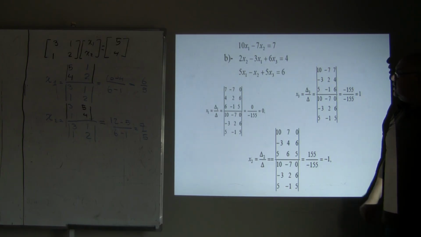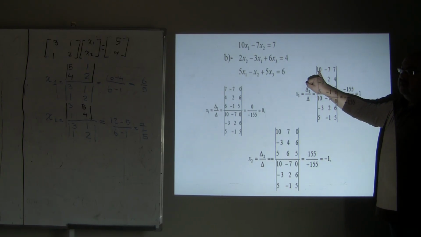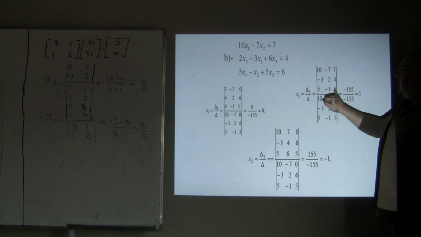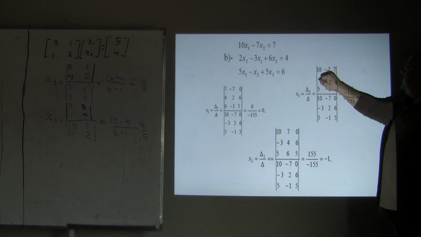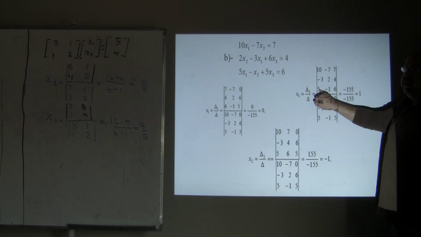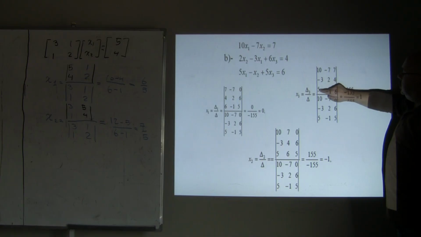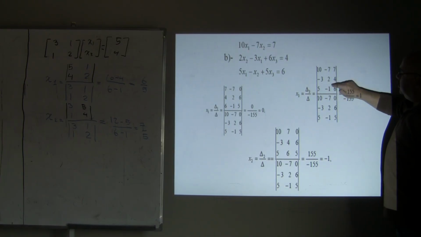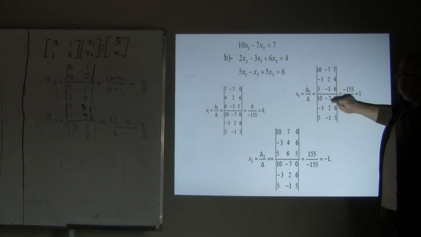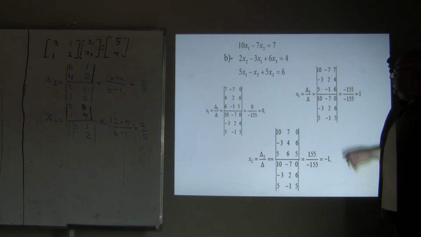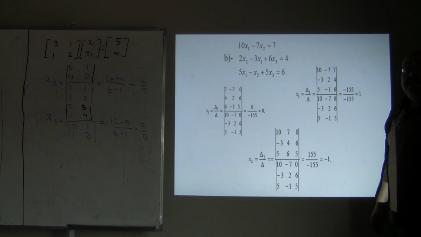How to evaluate using Sarrus's rule? 10 times 2 times 6 plus negative 7 times 4 times 5 plus negative 3 times negative 1 times 7, minus, go for 7 times 2 times 5, minus 4 times negative 1 times 10, minus negative 3 times negative 7 times 6. And then divide them together.